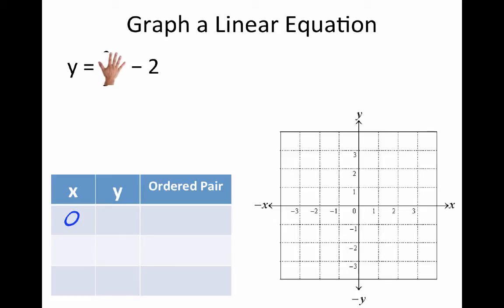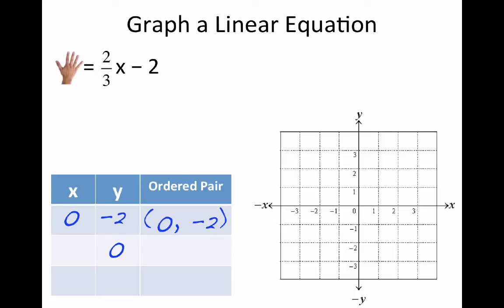When x is 0, we can cover up the x term so that we can see y is negative 2. We've got the ordered pair 0, negative 2. Now, let's find the x-intercept when y is 0. Go ahead and plug y is 0 into your equation. Find the value of x.